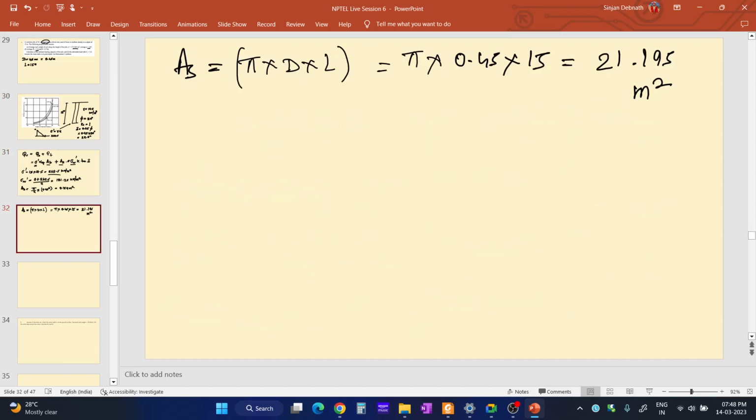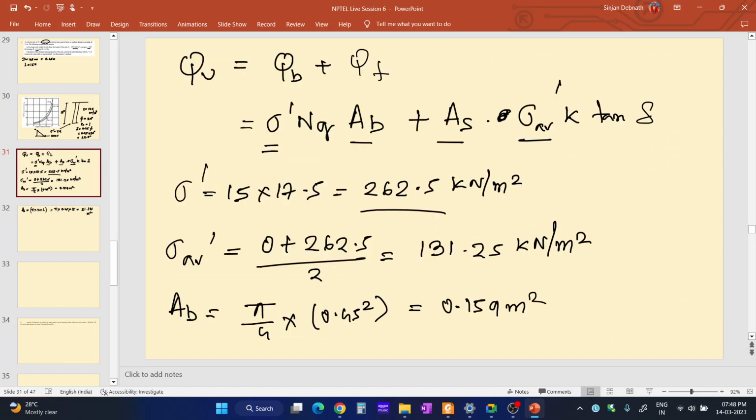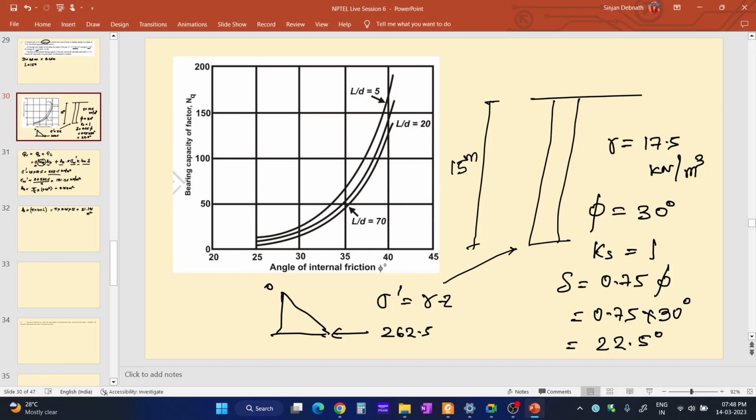So now we have everything. See, we have sigma dash, we have AB, we have AS, sigma AV dash. We have the value of K. We also have tan delta. We know the value of delta, so easily we can find out the value of tan delta. We don't know the value of NQ, the bearing capacity factor. So how will we find out the value of NQ? For finding out the value of NQ, we need to use this chart.